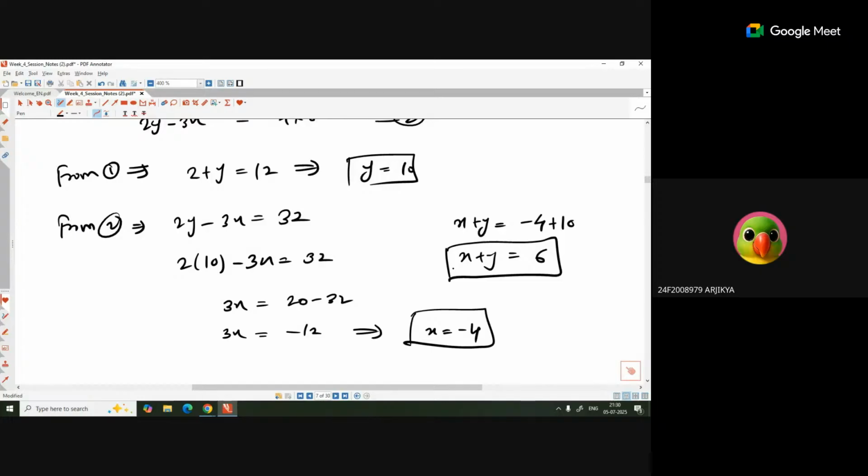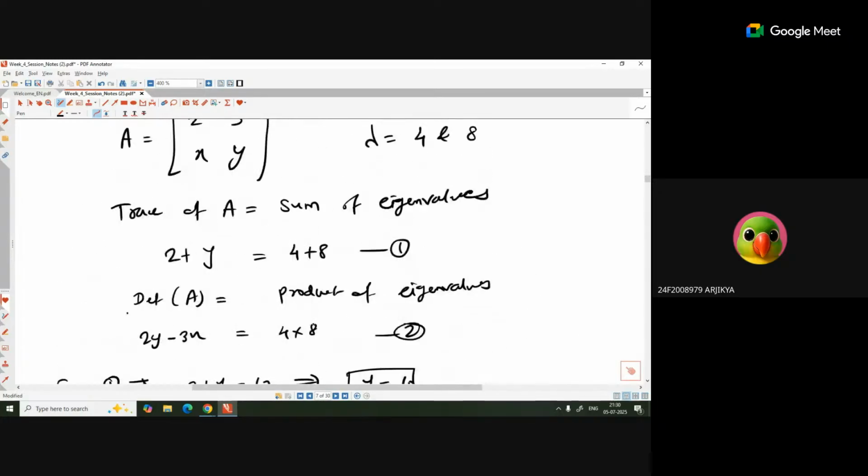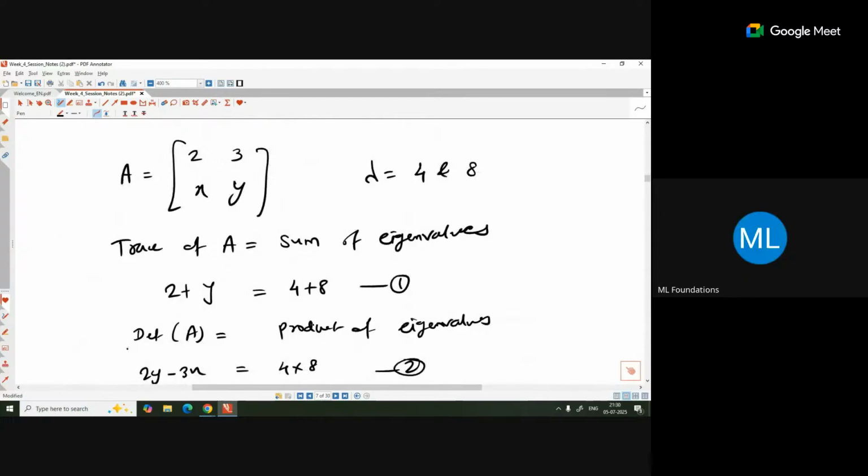If we multiply the matrix by any scalar initially, will it affect the end results? Yes, because your eigenvalues will get multiplied, right? So let's say the eigenvalues of the 2A matrix are what? 2 into 4 and 2 into 8, right? So the sum will be different, and the product will be different, right?